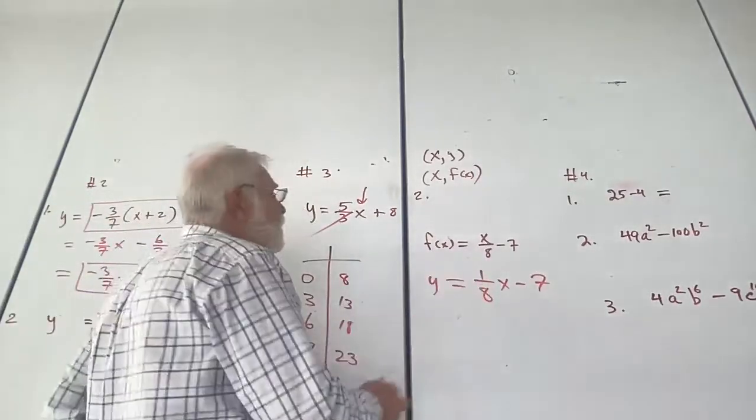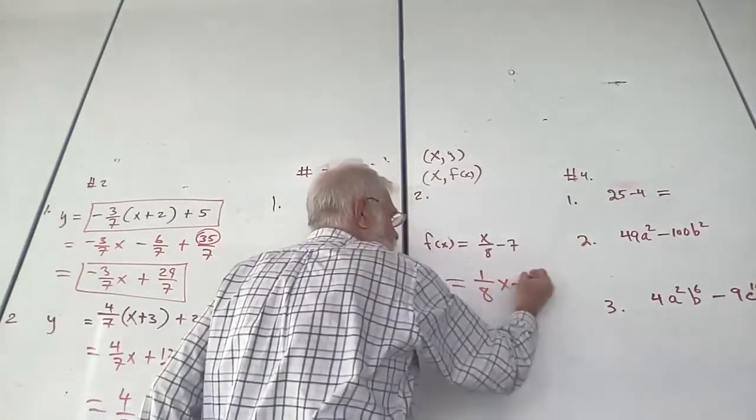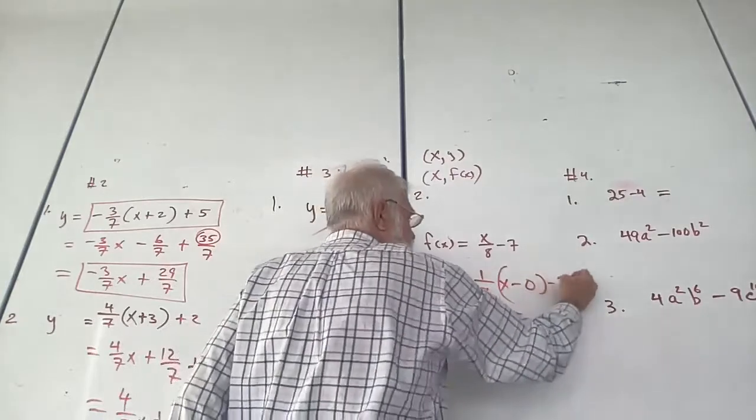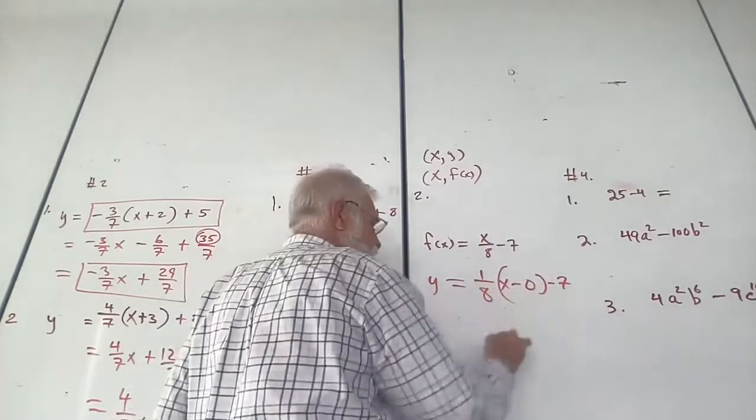All right, so what do we got? Same thing here, another 0. I could have written this as x minus 0 in parentheses minus 7. Okay, no need for those other symbols. So 0 gets you -7.